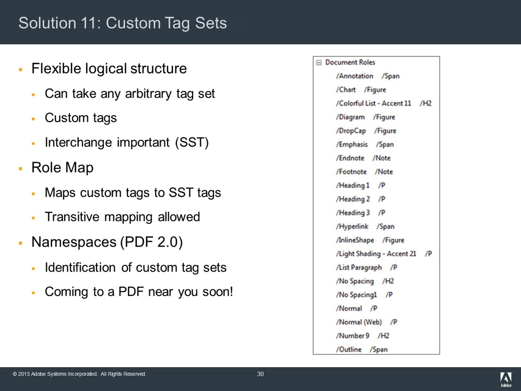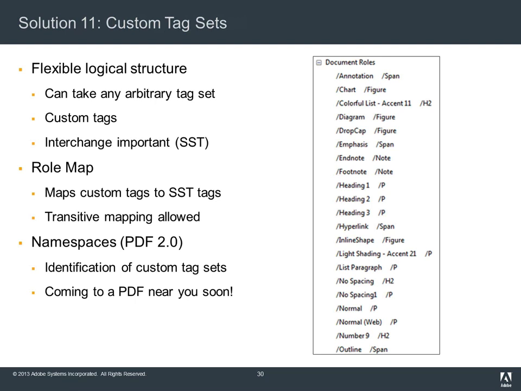So I actually said earlier that I changed the PDF association document, and I didn't want to talk about this aspect until I got here, which is why I did that. So what happens if you want something richer than our standard structure types? What happens if our SST isn't good enough? And the truth is, it's not good enough for most things. It's designed as a kind of minimum common set of operators or semantics that you could interchange. And so because of that, we try very hard to provide a means of giving people the ability to use more complex custom tag sets.